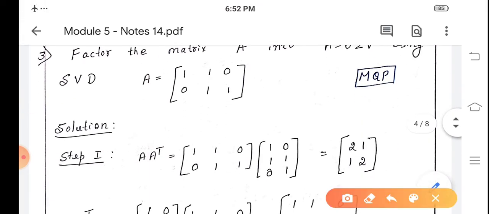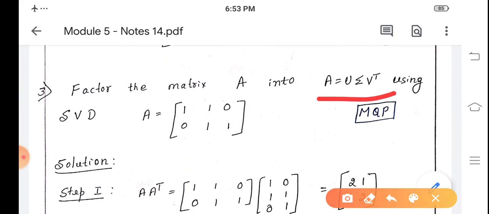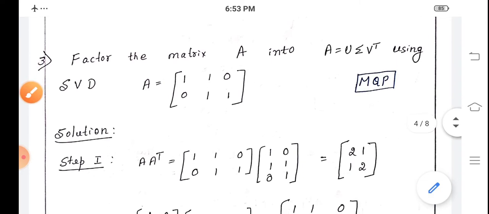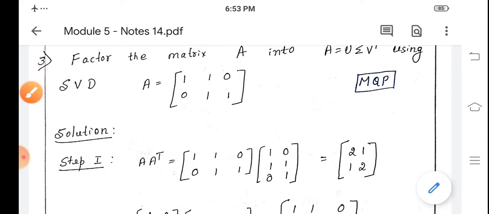It is question number 3. Factor the matrix A into A is equal to U sigma V transpose using singular value decomposition. The given matrix A is equal to [1, 1, 0; 0, 1, 1]. Here this matrix is of order 2 cross 3. There are 2 rows and 3 columns.